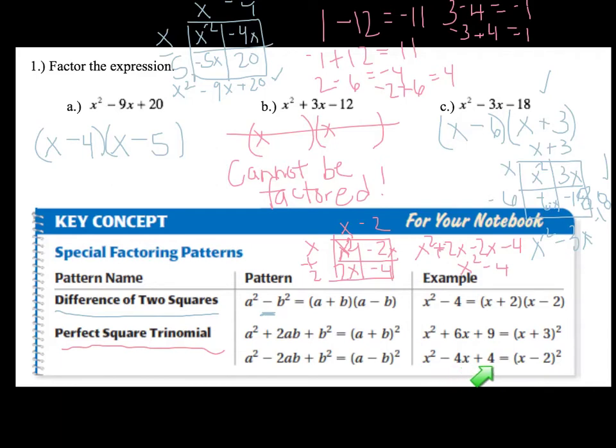X squared minus 4x plus 4 factors into x minus 2 times x minus 2. So rather than writing it twice, we write it as x minus 2 quantity squared. Difference of squares you absolutely have to know. Perfect square trinomial is something that you just kind of notice and condense when you're finished factoring.